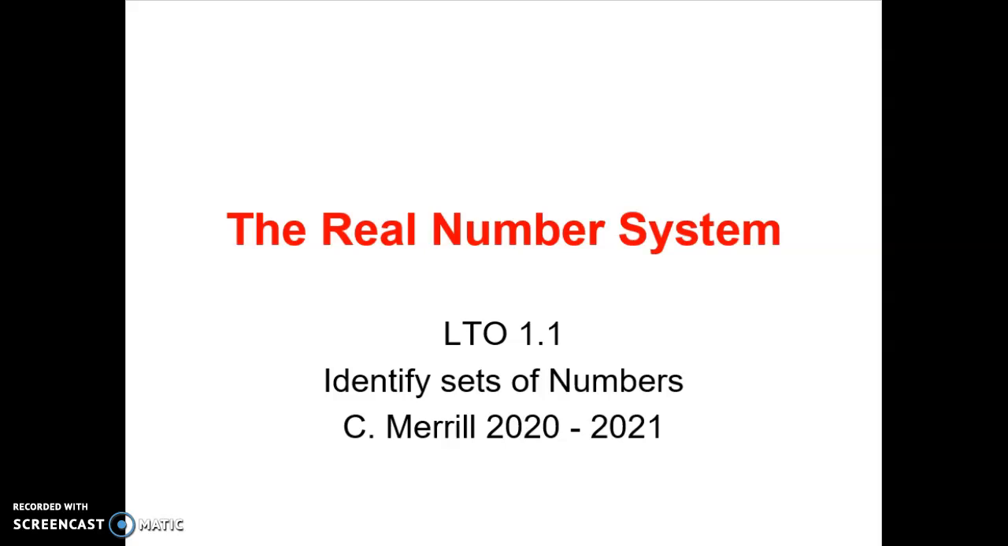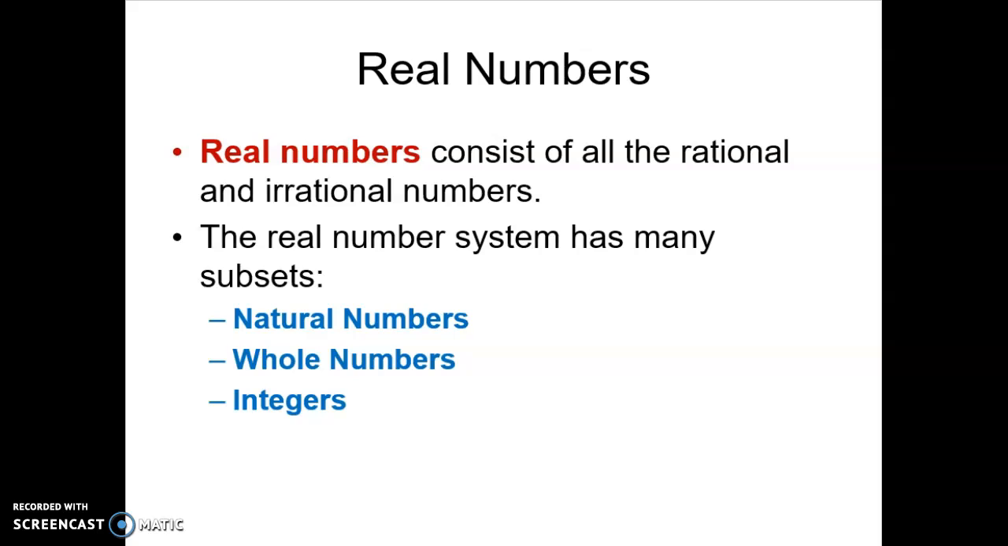This is Learning Target Objective 1.1, Identify Sets of Numbers. Today we're going to learn some names for number sets. To begin, we're going to talk about the real numbers. Real numbers consist of all the rational and all the irrational numbers. The real number system has many subsets: natural numbers, whole numbers, and integers.